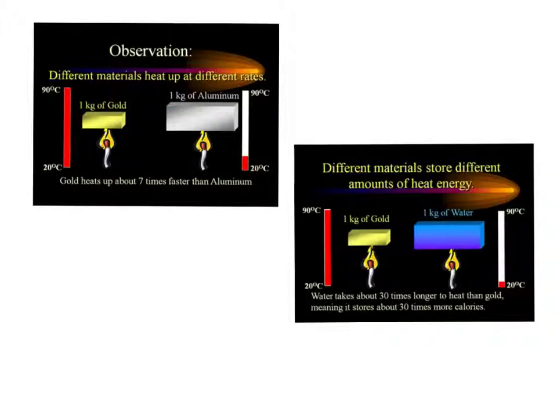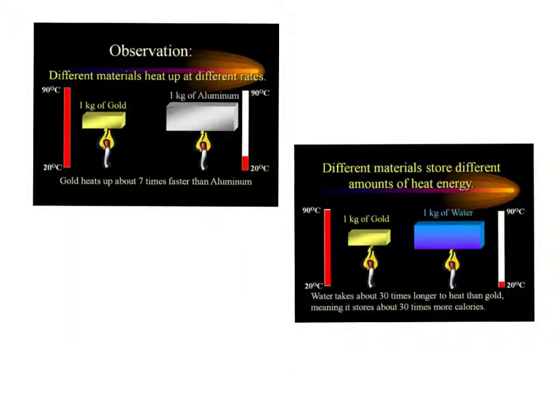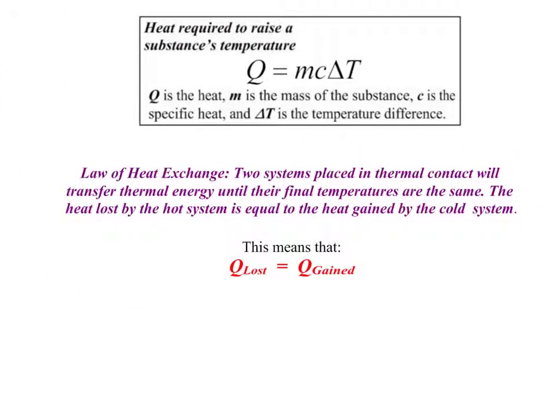And because it takes different rates to heat things up, that means that different materials will store different amounts of heat energy. For example, water takes about 30 times longer to heat up than gold does. So water holds about 30 times more calories of heat energy. So the amount of heat energy that's required to raise a substance's temperature is directly proportional to the specific heat, and also the mass and temperature change of that object.